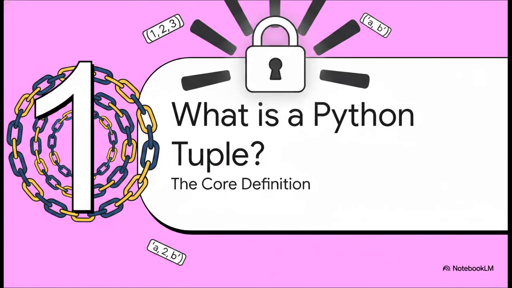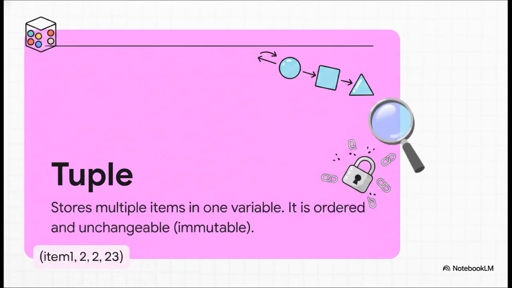Okay, let's dive right into what these things actually are. At its heart, a tuple is a lot like a list, but it's got one crucial, unshakable rule that pretty much defines everything about it. So here's the core idea. A tuple is just a collection for storing multiple items. And if you only remember two words from this whole thing, make them ordered and unchangeable. Ordered is simple enough, right? It just means the items stay in the exact sequence you put them in. But unchangeable? Well, that's the superpower we're really here to explore.